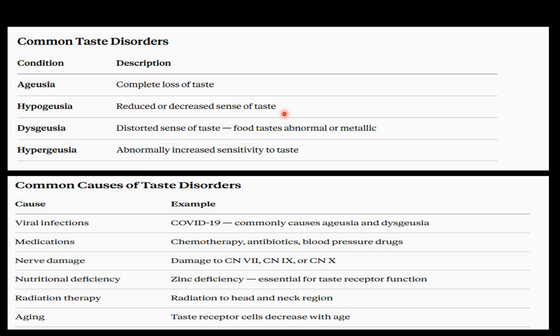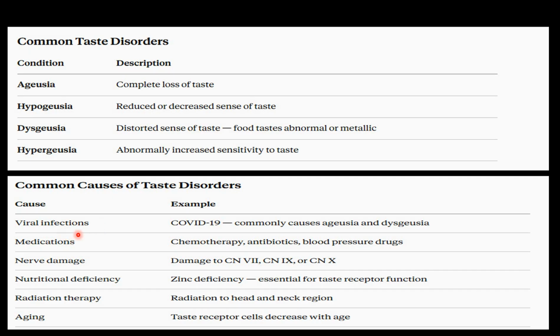I'm sure you know about the COVID-19, right? So at the time of COVID or corona, these 2 conditions occurred: ageusia, complete loss of taste, or dysgeusia, distorted sense of taste, food tastes abnormal or metallic. Clear? Then we have some common causes of taste disorders, which include these causes and examples.